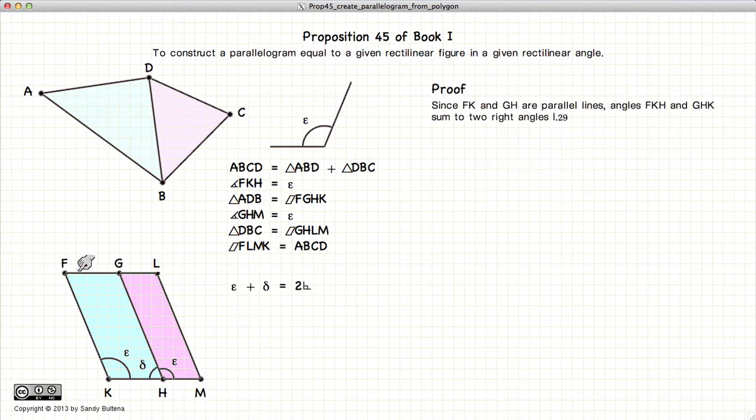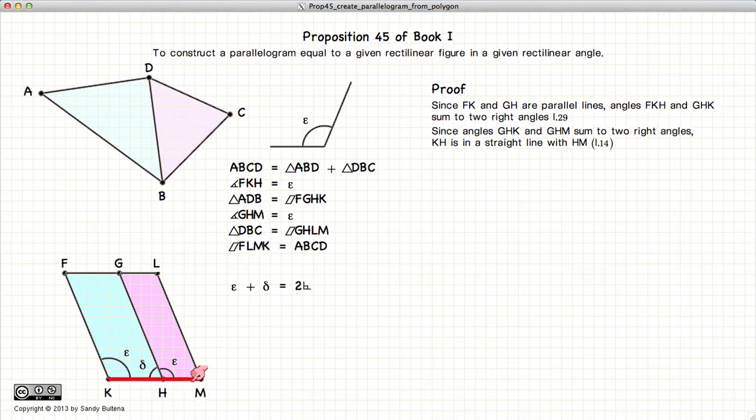Well, first, since FK and GH are parallel lines, then this angle is equal to this angle. And delta plus epsilon is equal to 180 degrees because they are the intersection of two parallel lines. So consequently, delta plus epsilon is 180 degrees, and this forms one straight line. So this is a straight line.